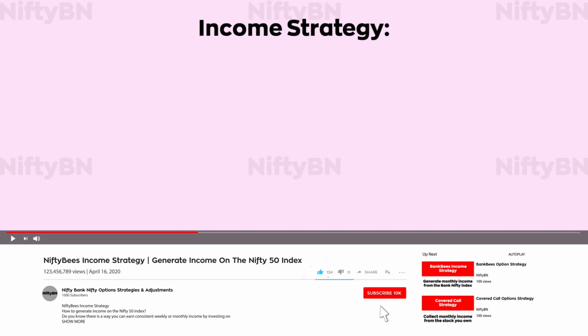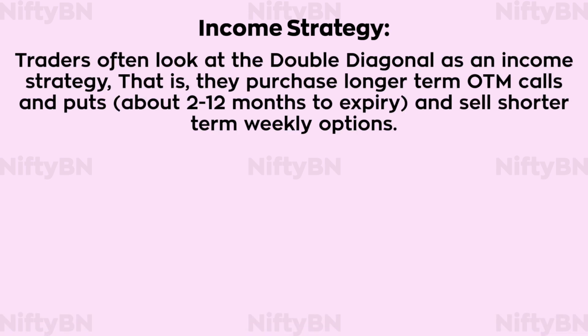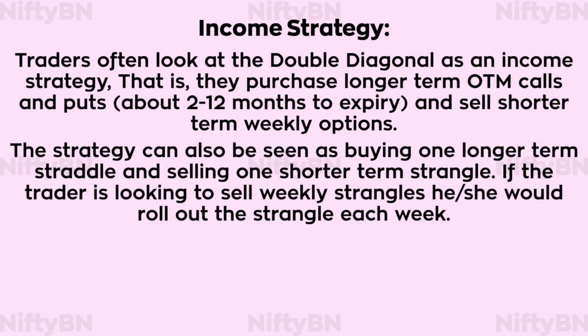So how do we use the double diagonal spread as an income strategy? Traders often look at the double diagonal as an income strategy. That is, they purchase longer term out of the money calls and puts about 2 to 12 months to expiry and sell shorter term weekly options. The strategy can also be seen as buying one longer term straddle and selling one shorter term strangle.